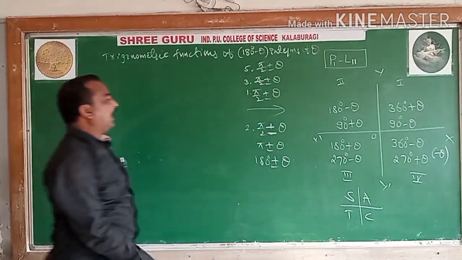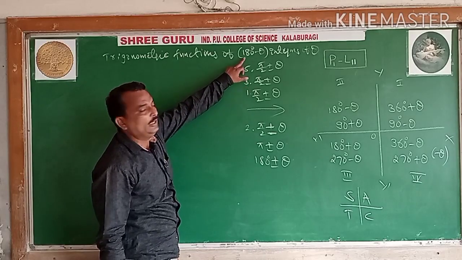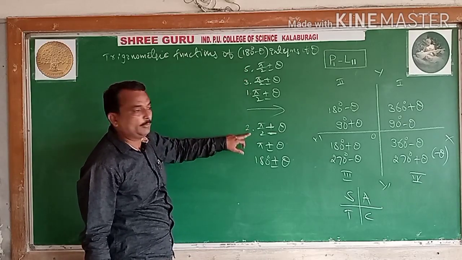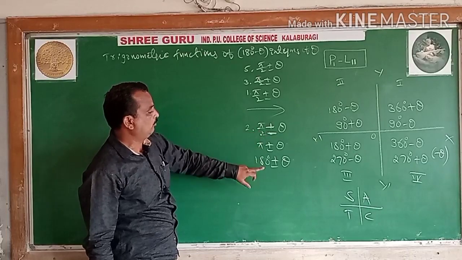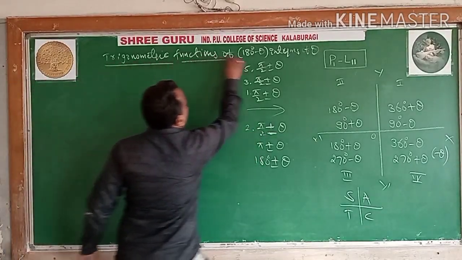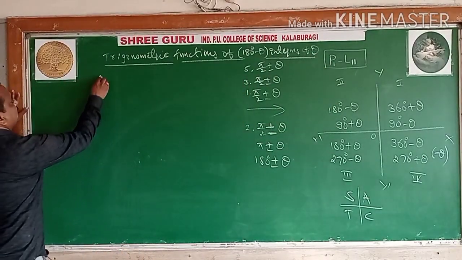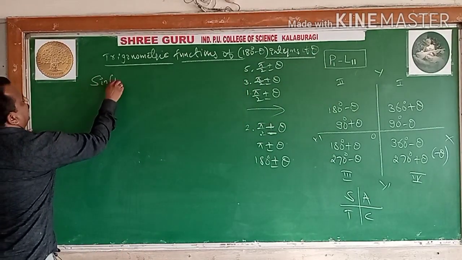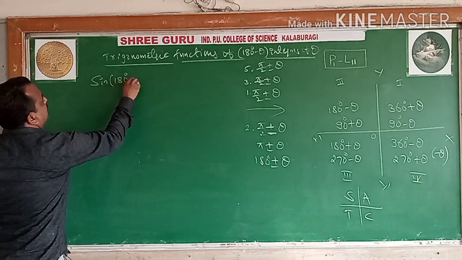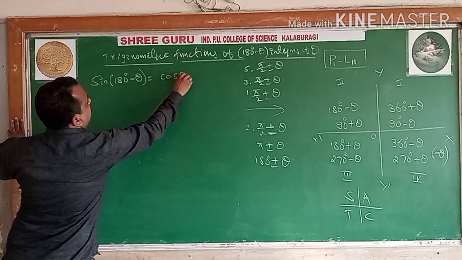So this is an odd multiple of pi by 2 or an even multiple of pi by 2? It comes under the even multiple of pi by 2 angle, it is 180 plus or minus theta. So you should know that here the trigonometric functions remain the same. You should write the same function. Sin 180 minus theta becomes sin theta.